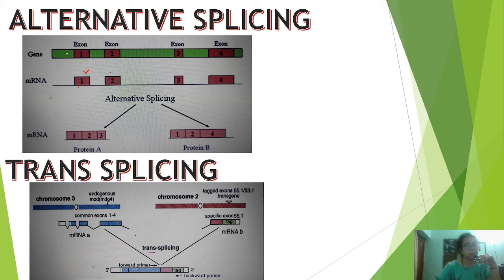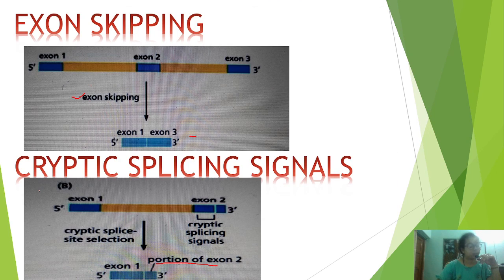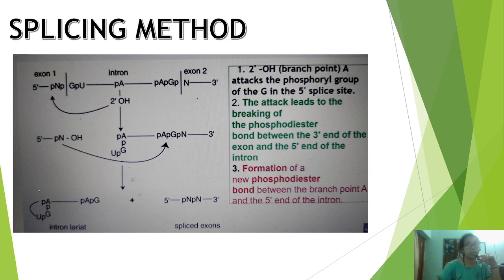Okay, suppose this is chromosome 3, which consists of one exon. This is the exon of chromosome 3 and this is the exon of chromosome 2. So trans-splicing results in the joining of exons from two different chromosomes. That's why this is called the trans-splicing method. So these are the major types of splicing: exon skipping, cryptic splicing, alternative splicing, and trans-splicing.